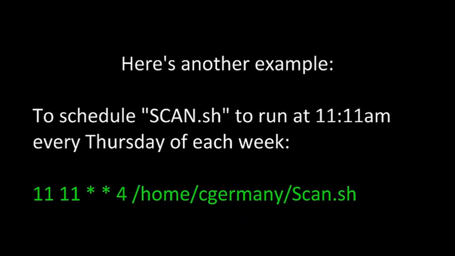Here's another example. To schedule scan.sh to run at 11:11 a.m. every Thursday of each week, I would use 11 for the minutes, 11 for the hours, a wildcard for the day of the month, another wildcard for the month, since they don't matter, and then finally for every Thursday I would use 4 to represent the day of the week. Then I would finish it with the absolute path to my script, scan.sh.